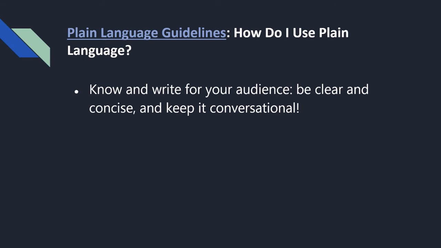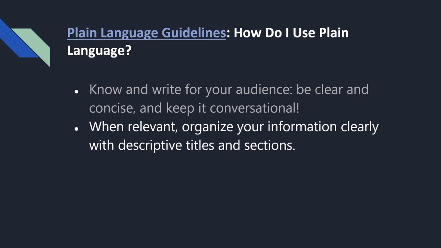First, know and write for your audience. Be clear and concise, and make sure to keep it conversational. This is especially important with social media posts. When relevant, organize your information clearly with descriptive titles and sections, or hashtags. For example, if you're having a sponsored post on your social media account today, you want to make sure that you are using hashtag ad, hashtag sponsorship, making sure that you have labeled your information as clearly as possible for your audience.